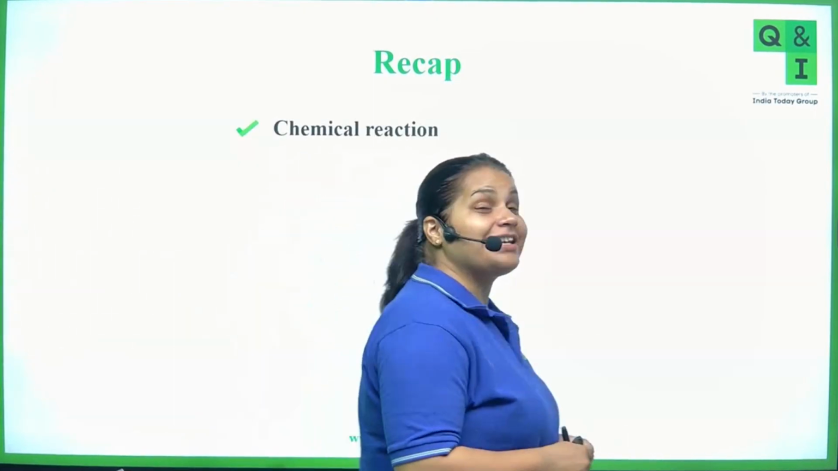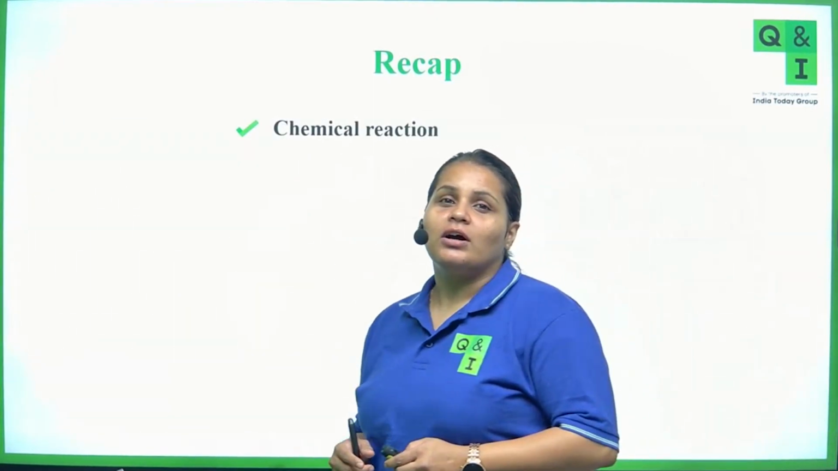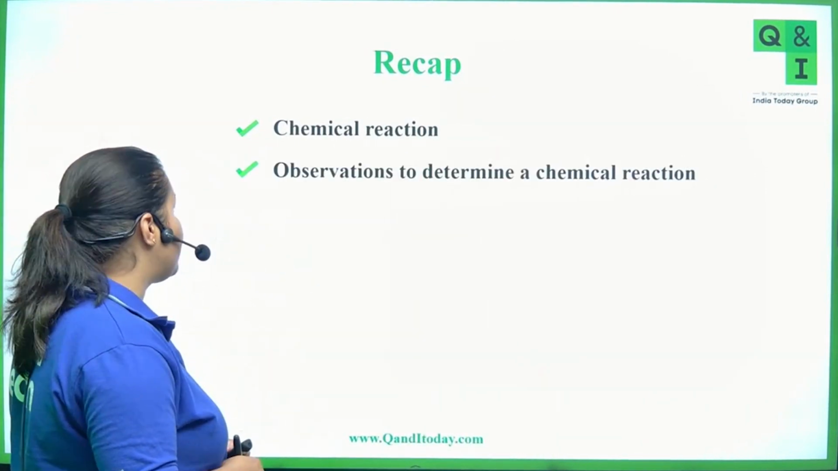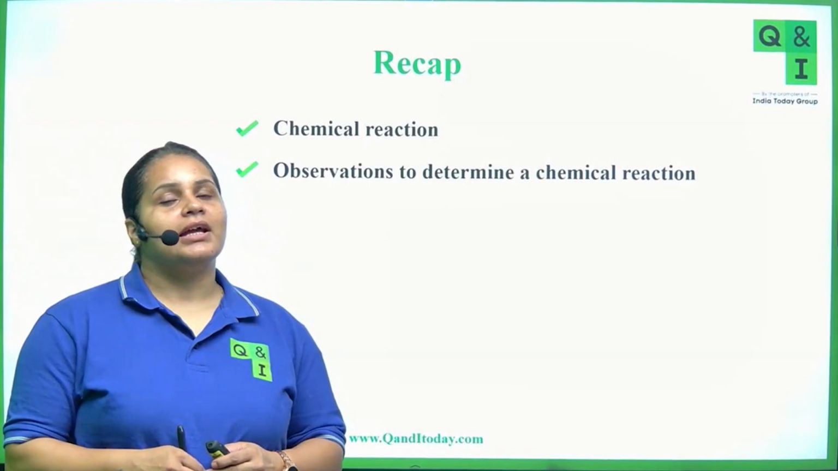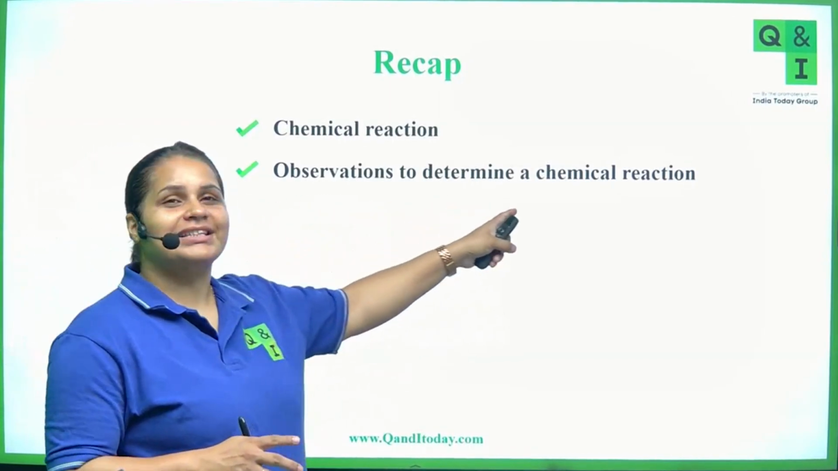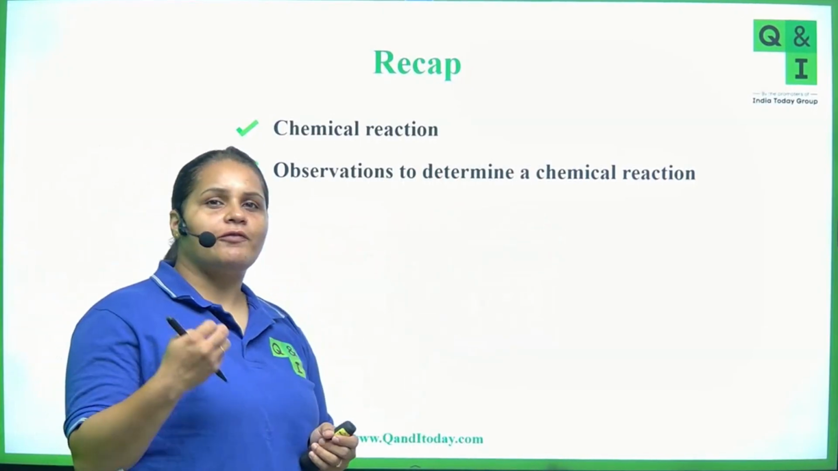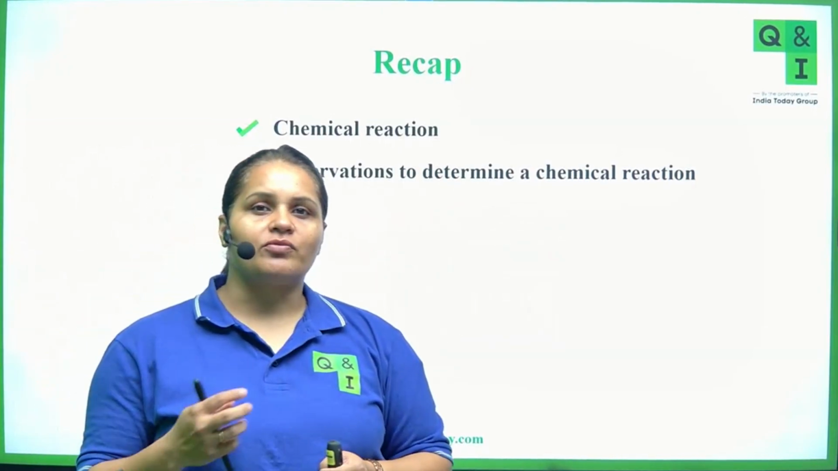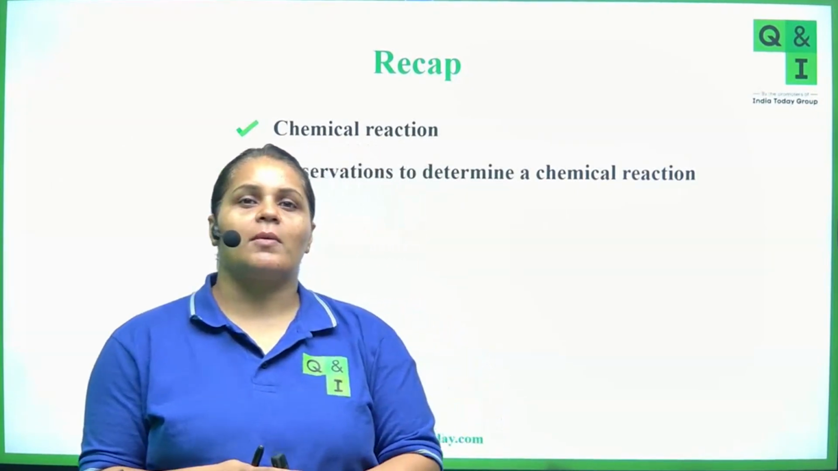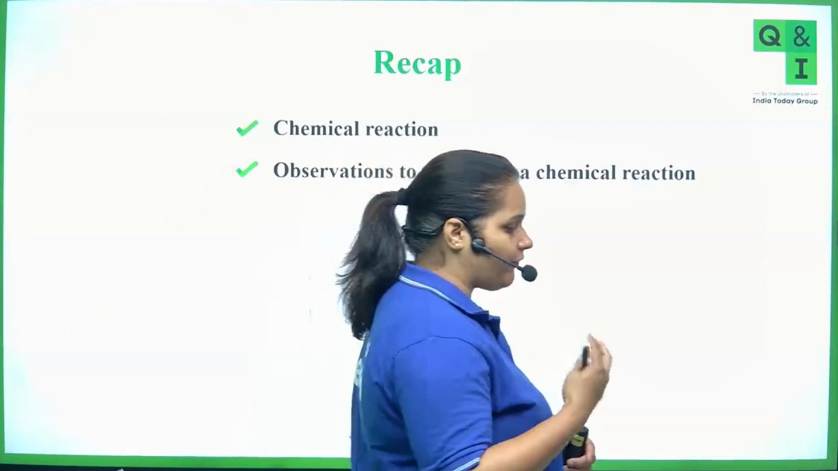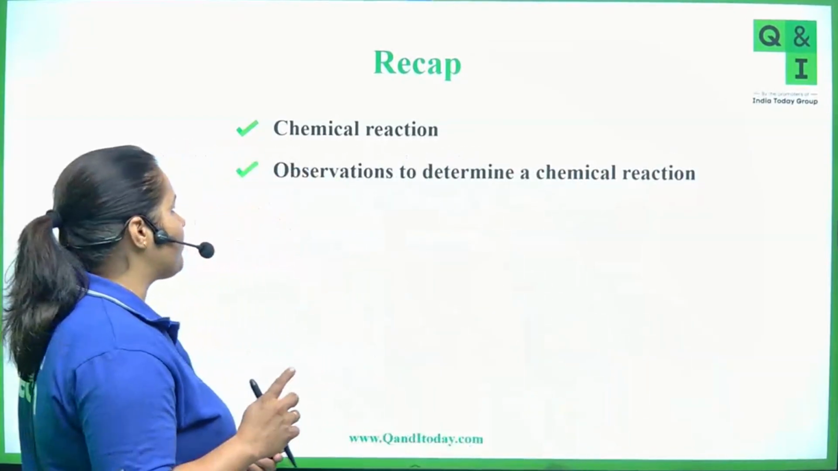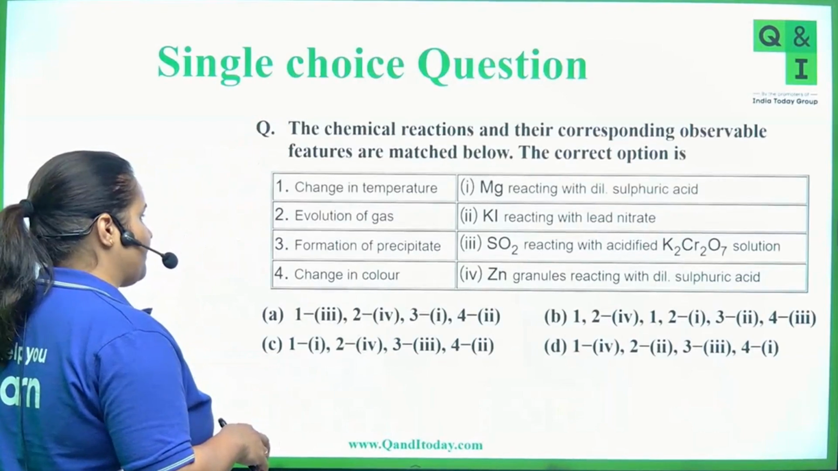We discussed what is a chemical reaction, and after that we saw the observations to determine a chemical reaction. We saw a few activities on which basis we decided there are some observations. By looking at those observations we can find a reaction has occurred, right? But we need to find an example for each of the observations.